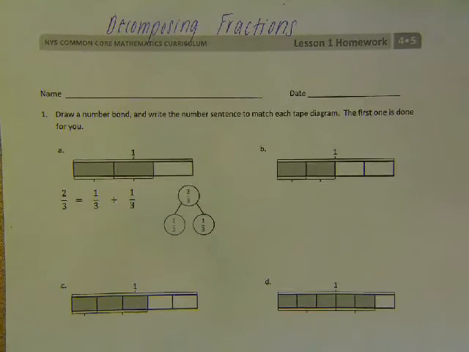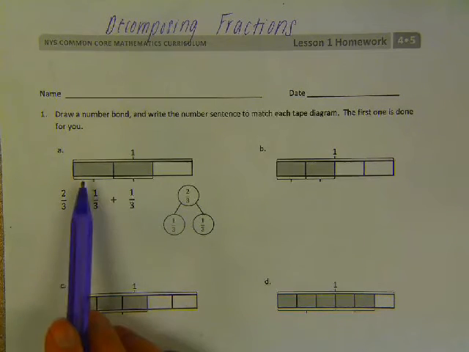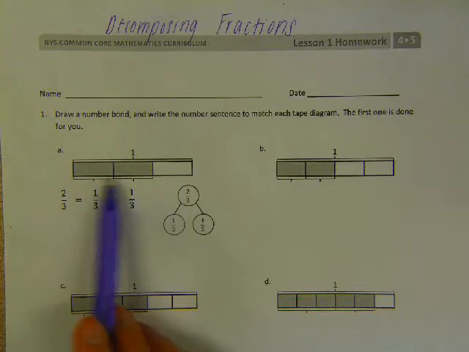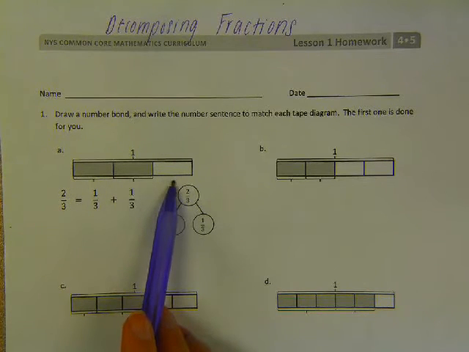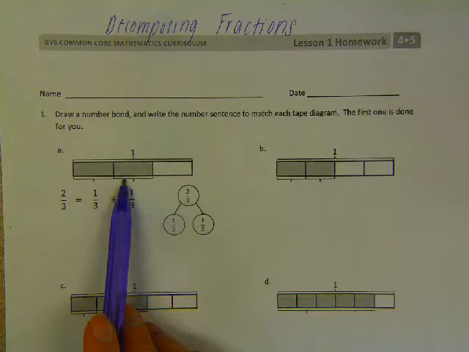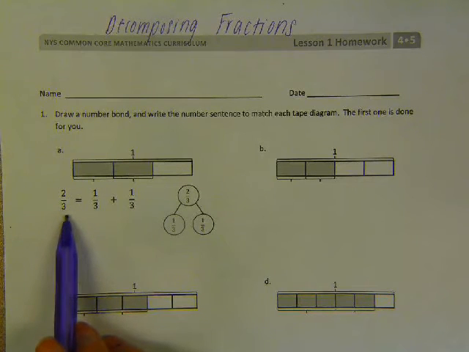Looking at the example problem, they want you to draw a number bond and write the number sentence to match each tape diagram. So if I look here, this tape diagram represents a rectangle that is split into 3 equal parts. 2 of those parts are shaded. Therefore, the fraction of the shaded part is 2/3 because 2 out of the 3 pieces are shaded.